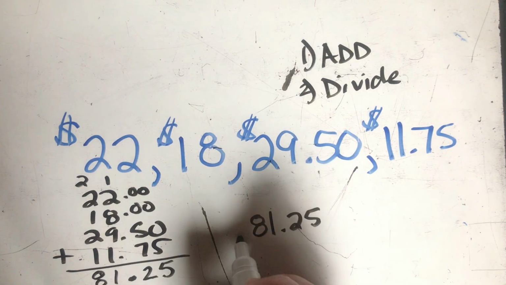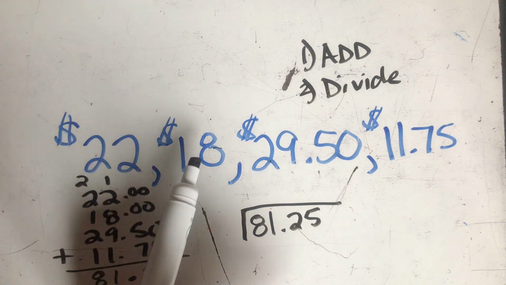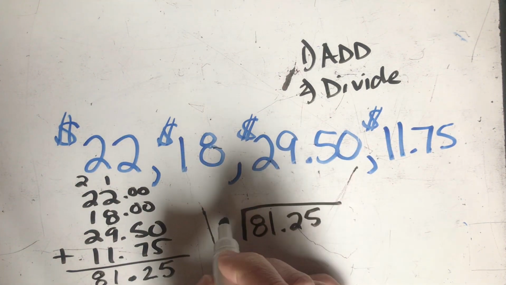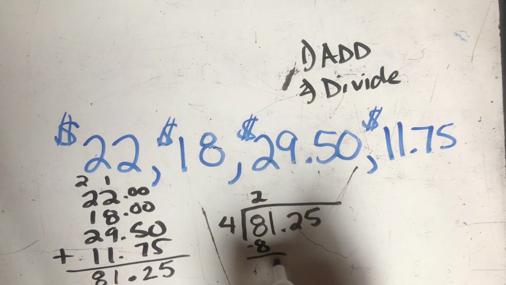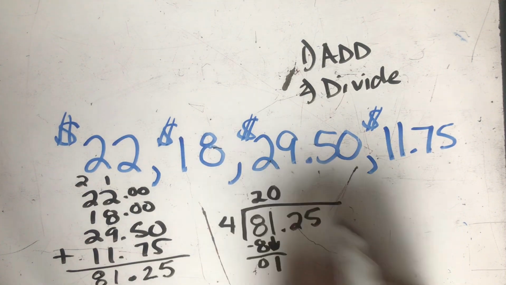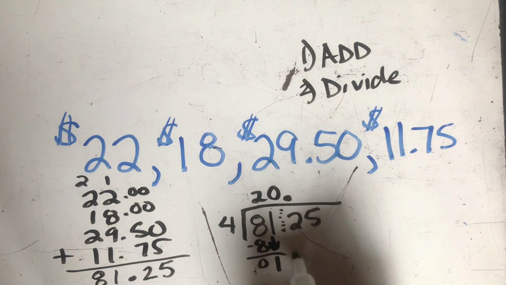81.25 is my total. And I divide by the number of numbers. So how many numbers are in the data set? 1, 2, 3, 4. I divide by 4. 4 goes into 8 twice. And I bring down the 1. 4 does not go into 1, so I need a 0. And there's my decimal. I'm going to add it right away here. Leaky roof. Bring down the 2.